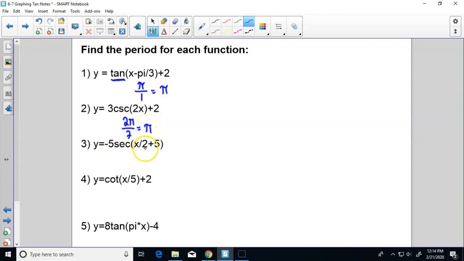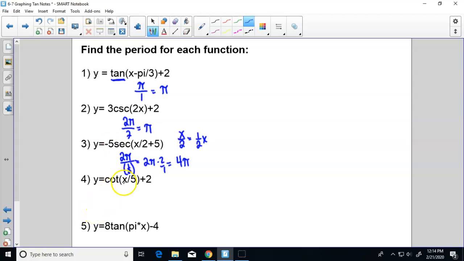For example 3, this is secant, which means you're going to start from 2 pi, and you've got x over 2 here, and x over 2 we could think of as 1/2 times x. So we've got to do 2 pi divided by 1/2, and that is going to be 2 pi times 2 over 1, which will give us 4 pi. So we have a period of 4 pi for number 3.